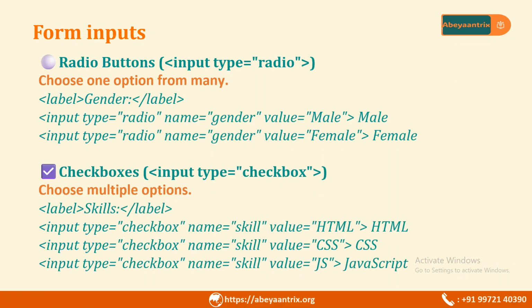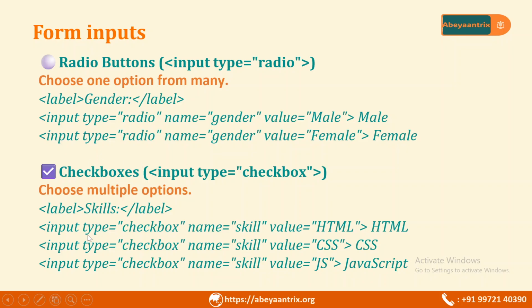Next one is checkboxes. So checkboxes will look like this, right? For checkboxes, type is checkbox. Unlike radio buttons, checkboxes let users select multiple options. So in radio buttons, you are going to select only one option, and in checkboxes, you can select multiple. So you have multiple skills, right? HTML, CSS, JavaScript. Those times you are going to select multiple options, so you use the checkboxes.